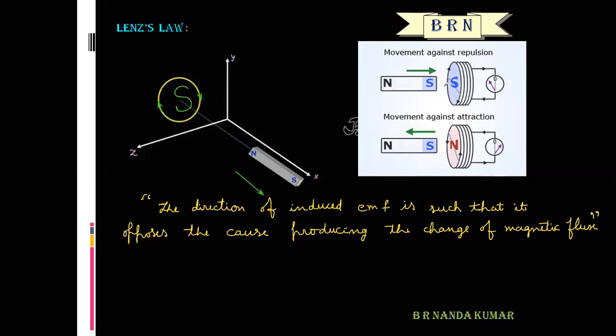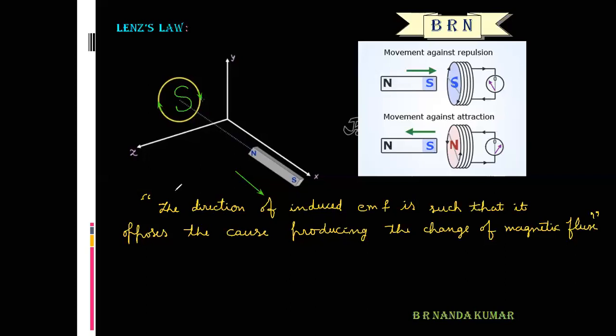So when the south pole of the bar magnet is moving towards the coil, the direction of induced current in the coil is clockwise. When the south pole of the bar magnet is taken away from the coil, the direction of induced current in the coil is anti-clockwise. When the north pole of the bar magnet is moving towards the coil or loop, what is the direction of current in the loop? That is anti-clockwise. When the north pole of the bar magnet is taken away from the coil, what is the direction of current in the coil? That is clockwise.